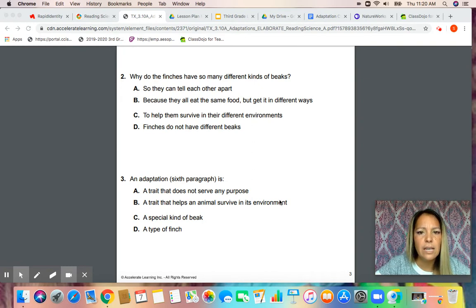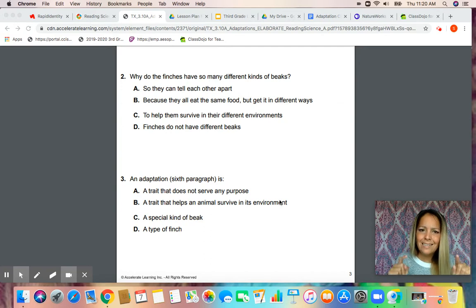A, so they could tell each other apart. B, because they all eat the same food, but in different ways. C, to help them survive in different environments. Or D, finches do not have different beaks. Well, I already know that D is completely out of the question. I'm going to mark that off because we learned that finches have many different beaks to eat different things.